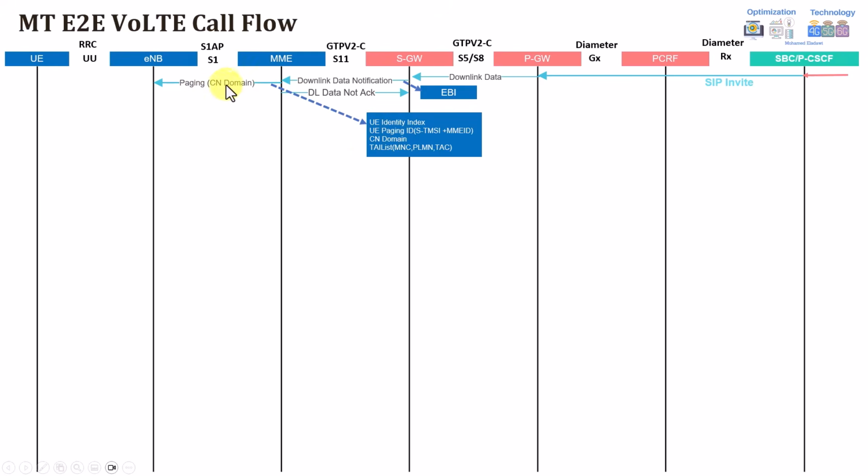This is the information within the paging information. We have something called UE identity index. We have something called UE paging, which includes the S-TMSI, the MMEID, and we have the CN domain, whether it's CS or PS network. For sure, because it's VoLTE, it's operating over PS, but in case of CS fallback, for example, it will operate over the CS domain.